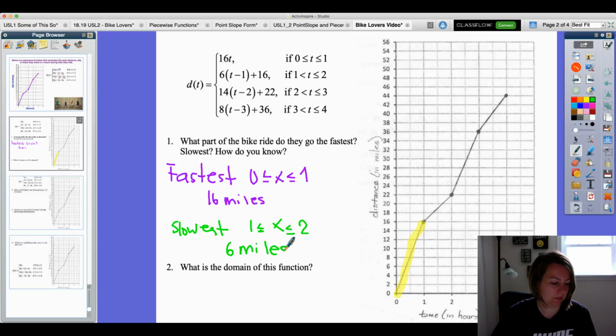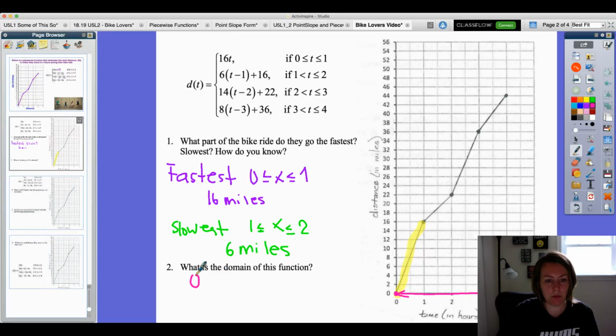Okay, so the next part is asking about the domain of this function. So the domain of the function, remember, it's asking you about your x values, which in this instance is my time in hours. So if you remember, we started at 0, but we're ending over here at 4. So that means it's anything from here until here.